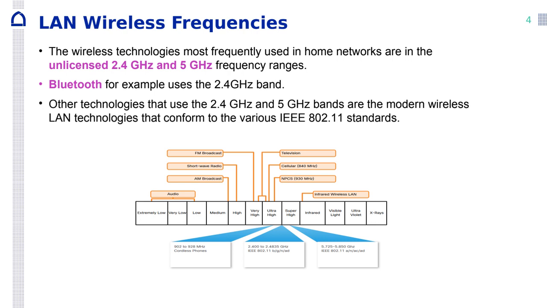So for these devices, they use unlicensed 2.4 and 5 gigahertz. Bluetooth, for example, uses 2.4 gigahertz. Okay, modern wireless devices, they use 2.4, 5 giga. Okay, and they follow IEEE 802.11 standards. So this is the IEEE standard that govern Wi-Fi. Please remember this number, okay?